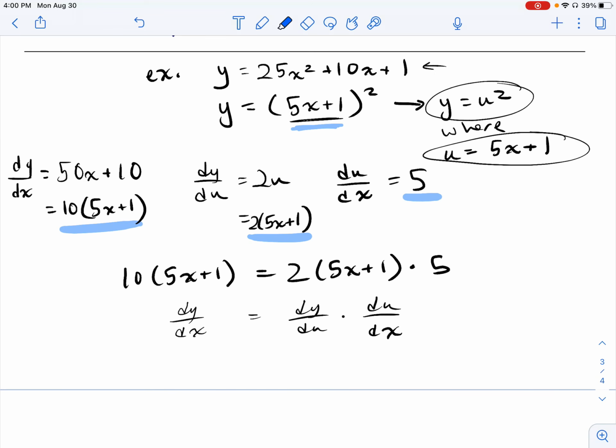Okay? In the next video, I'll just do a couple of practice problems with the chain rule, but hopefully this gives you an intuition or just a logical sense for why this rule works.